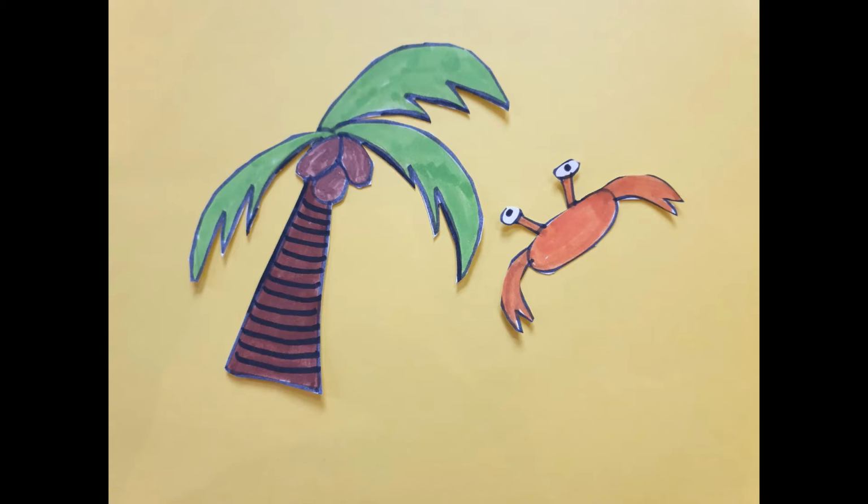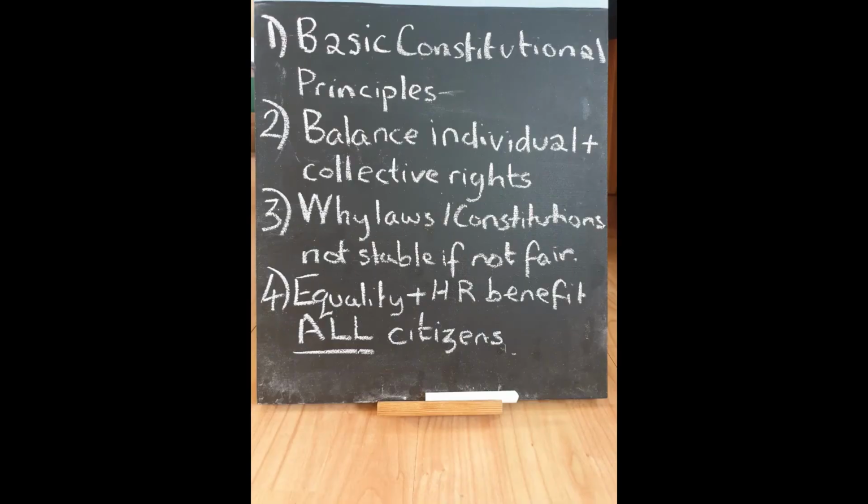In a nutshell, we wanted learners to gain an understanding of, firstly, basic constitutional principles, organs and functions. For instance, a legislature making laws and courts having to interpret them. Secondly, why a constitution is needed, the balance between individual and collective rights. Thirdly, why constitutions and laws need to be fair if they are going to be stable and successful. And fourthly, how equality and human rights protection benefit all members of society and not just minorities.